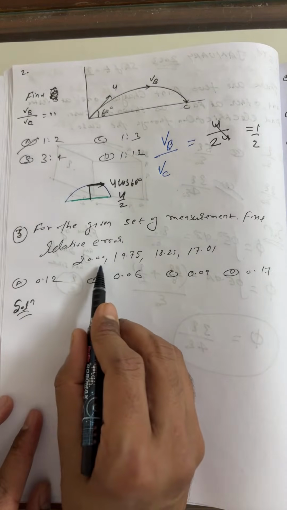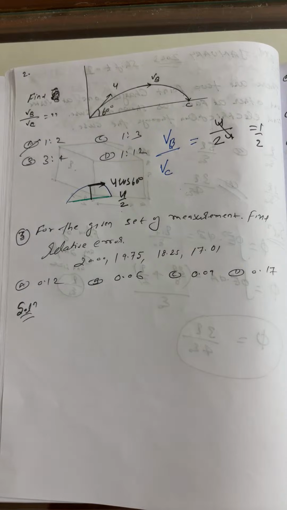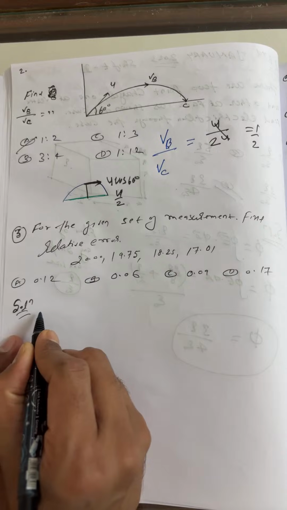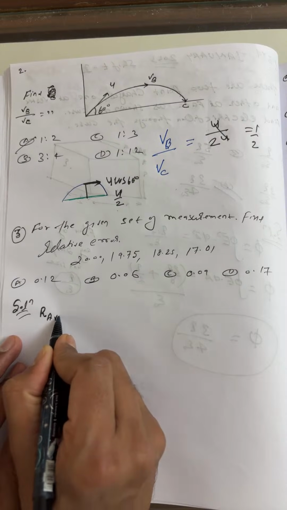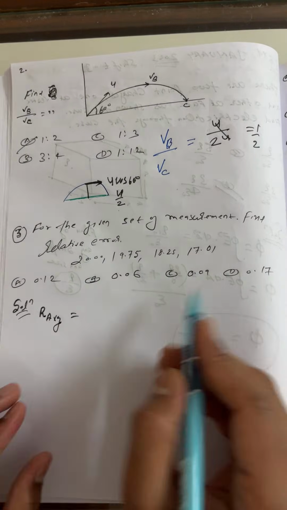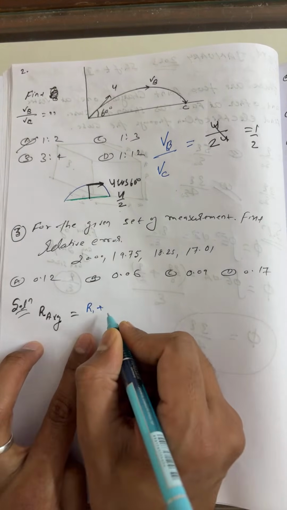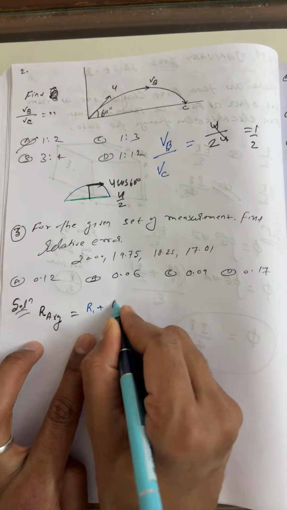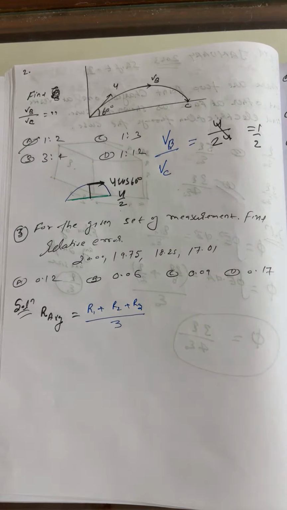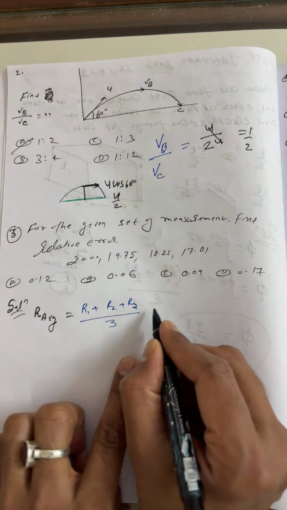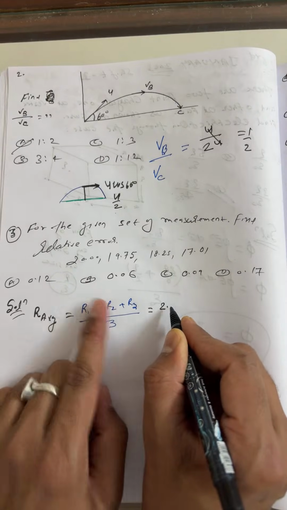There are experimental values mentioned, right? So first we find the reading average, or you can say the mean value. You can write R average. R average is reading one, reading two, then reading three, upon three only. Then reading one is mentioned as 20.0.